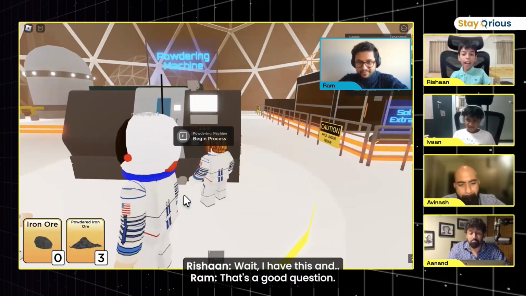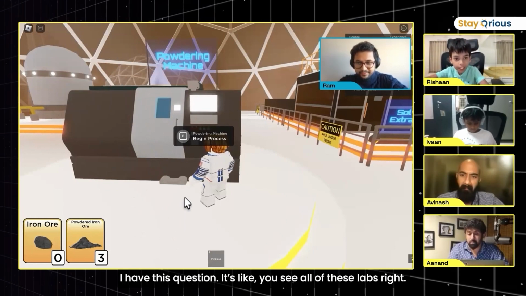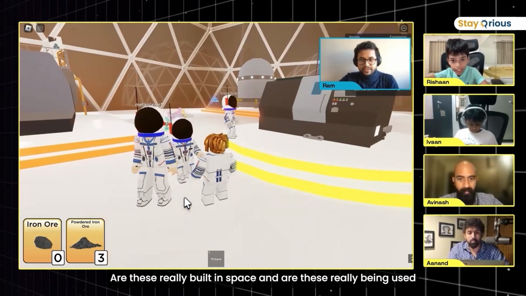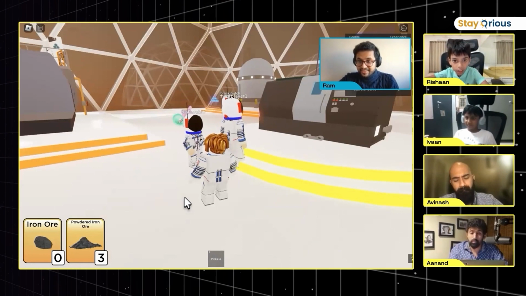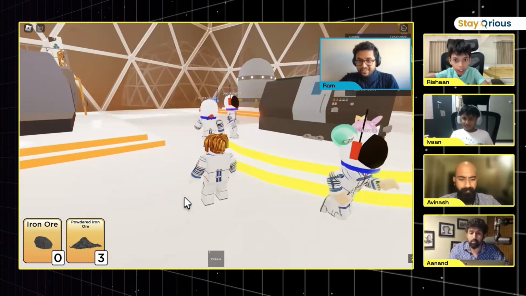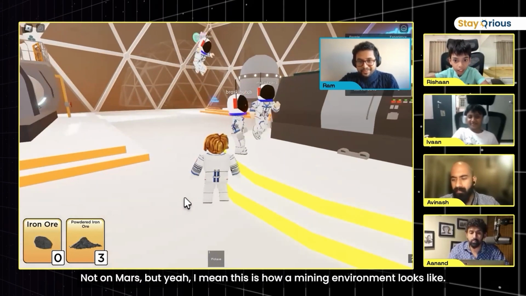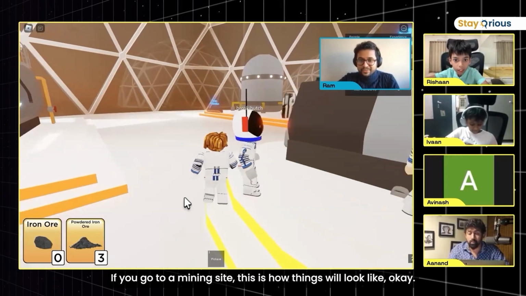That's a good question. I have this question. You see all of these labs, right? Are these really built in space, and are these really being used at the moment on Mars? I'm not sure. Definitely not on Mars, but this is how a mining environment looks like. If you go to a mining site, this is how things will look like.